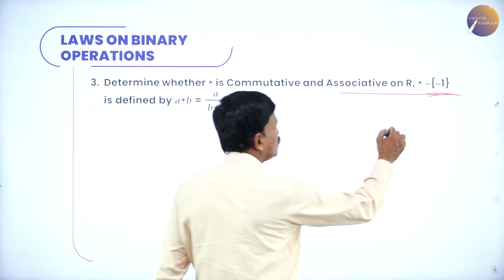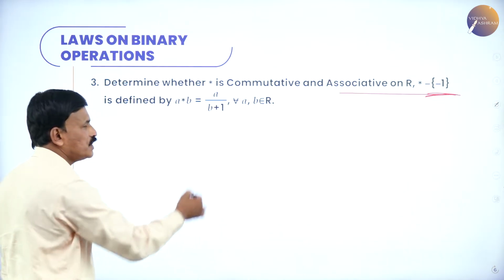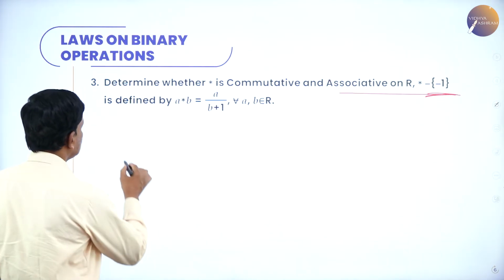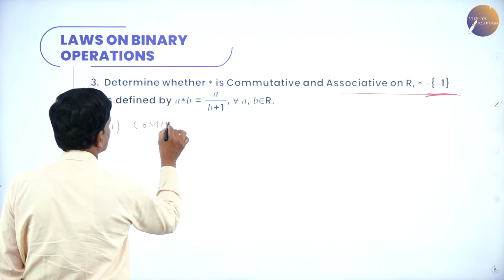So here it is other than -1. Other than -1, a star b is equal to a by b plus 1. Now let us verify whether it is commutative or not. Commutative property.